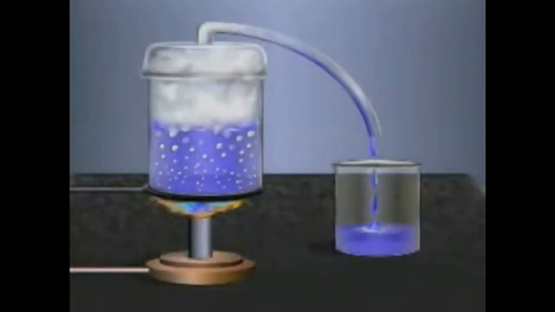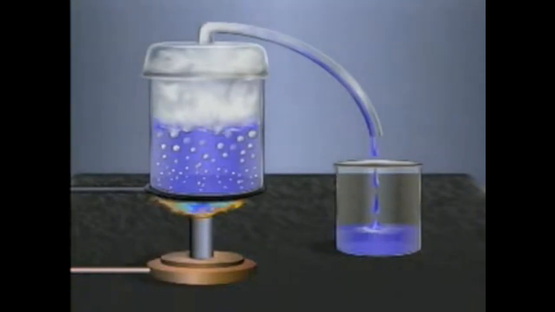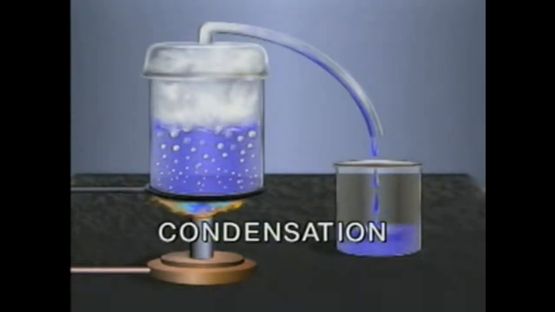In this illustration, we've added a dome to contain the vapors. When the temperature of a vapor is lowered, for instance by the cool air circulating around this tube, its molecules will move slower and closer together until it turns back into a liquid. When a vapor is cooled, it condenses into a liquid. This process is called condensation.